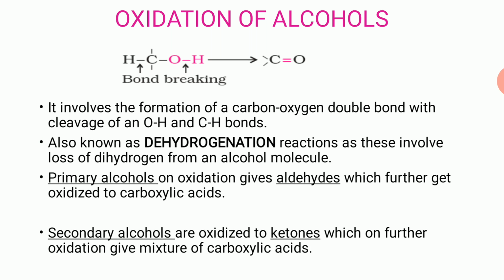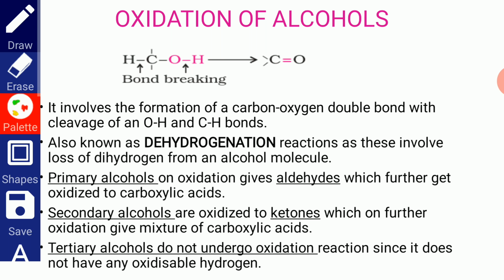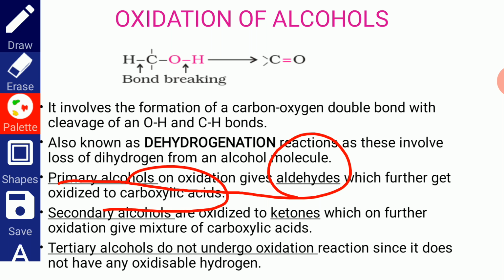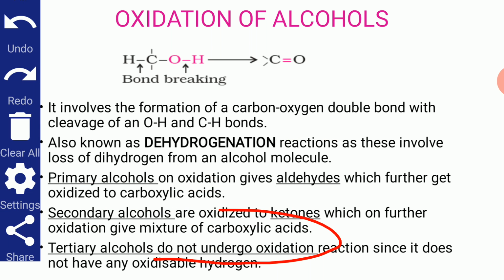The point to be kept in mind is that primary alcohols on oxidation will always give aldehydes, which on further oxidation will give carboxylic acids. Secondary alcohols on oxidation will always give ketones, which on further oxidation give a mixture of carboxylic acids. And tertiary alcohols will not undergo oxidation because they do not have any oxidizable hydrogen.